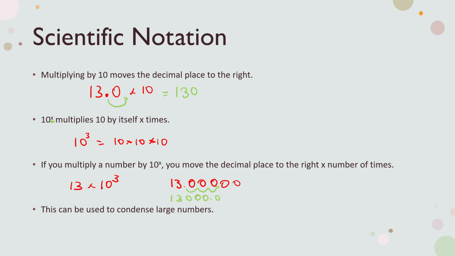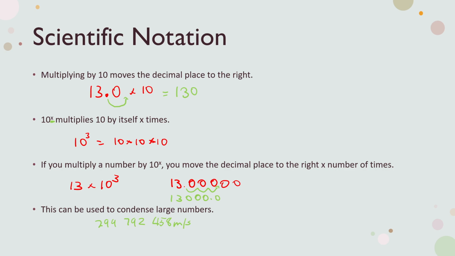So the number here is 13,000. What's really useful about this is we can use scientific notation to condense large numbers down. A perfect example is the speed of light, which is about 299,792,458 meters per second. A really, really, really large speed, very fast.